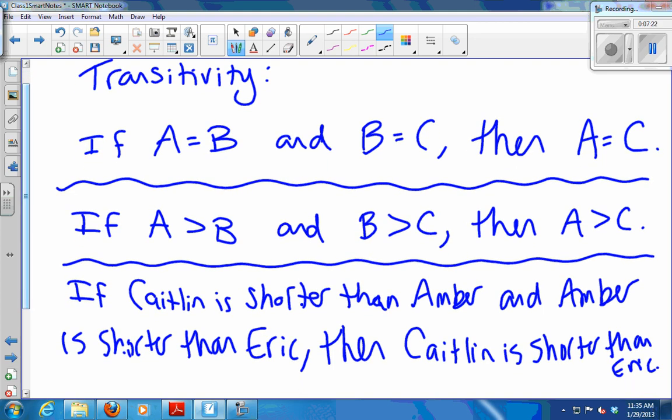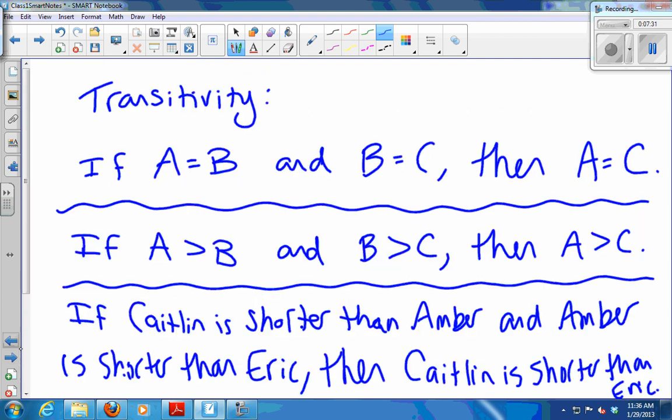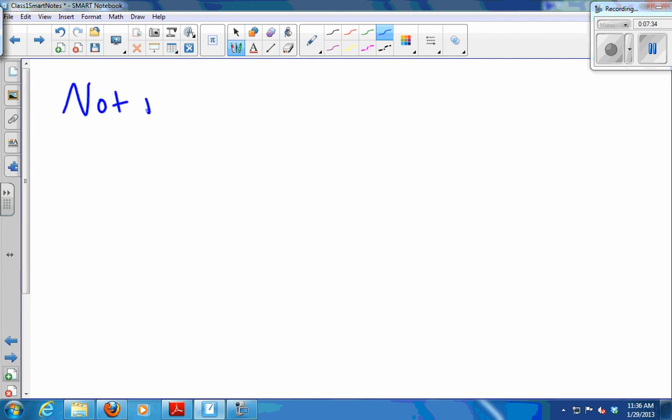Can anybody think of a relationship that is not transitive? When everything is the same? Mm-hmm. Give me a little more concrete example. Okay. Like what?